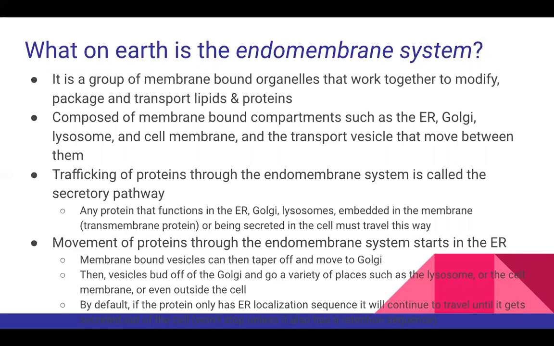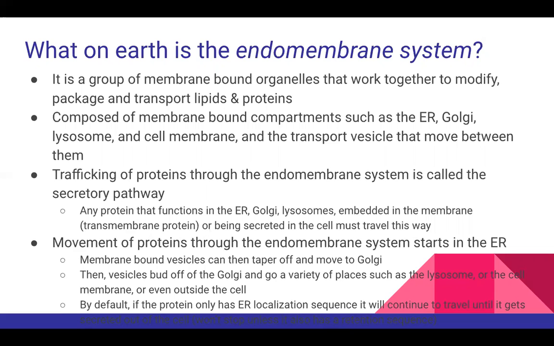And trafficking of these proteins through this particular system is called the secretory pathway. And so any protein that functions in the ER, Golgi body, lysosome, transmembrane protein, or a protein that's being secreted to the outside of the cell has to travel through the endomembrane system. And movement of proteins through the endomembrane system has to start with the ER.